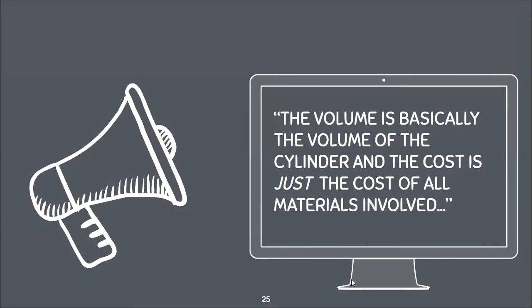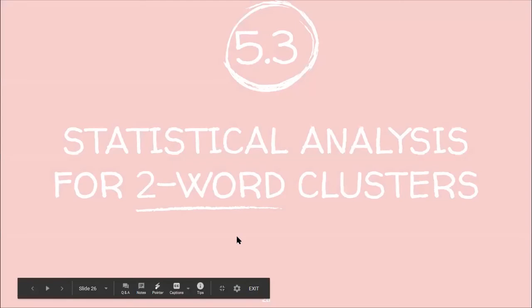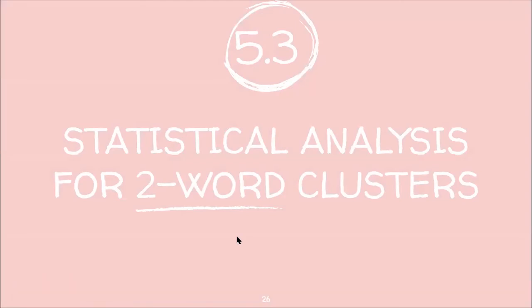Next. So here we have an example from the corpus. The volume is basically the volume of the cylinder, and the cost is just the cost of all material involved. So the pragmatic marker just, in this case, is used to soften the statement given by this person. So it's an example of overuse. This is an example that shows how students are not aware of the academic formal discourse. And this type of use of this item does not match with academic performance of English. Next. Okay, let's start analyzing the statistics for two-word clusters, please.